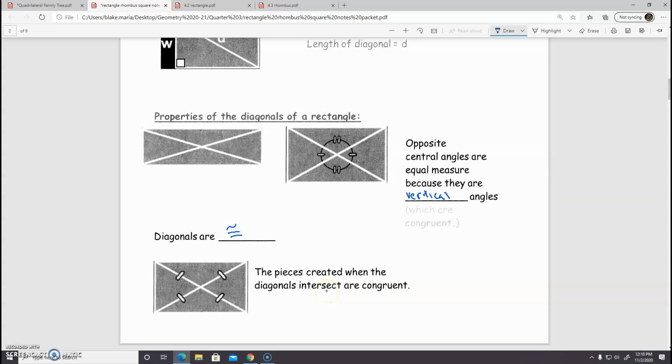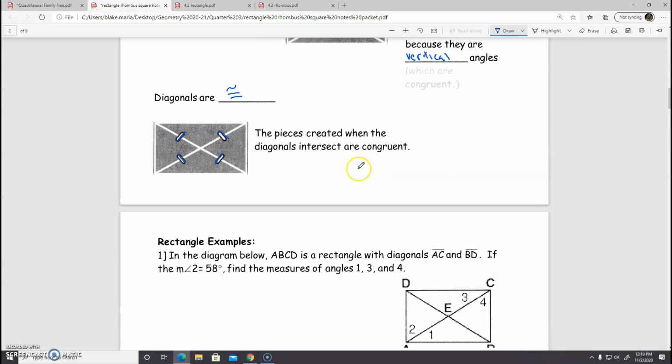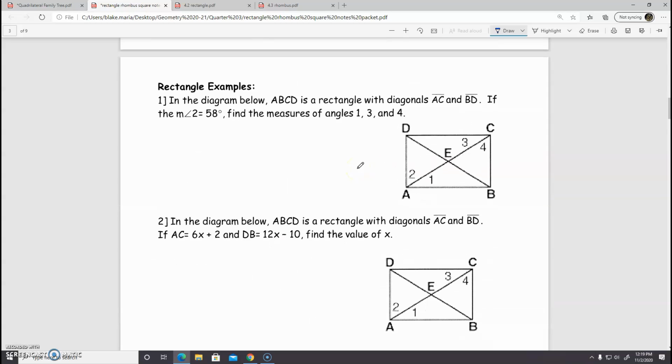So they're congruent and they're also bisected, which again makes these pieces all equal. So if you have a rectangle, it's kind of nice, everything's equal. Alright, so let's try some examples.